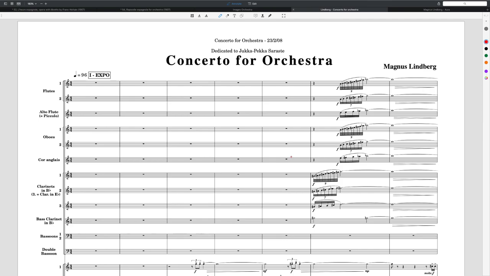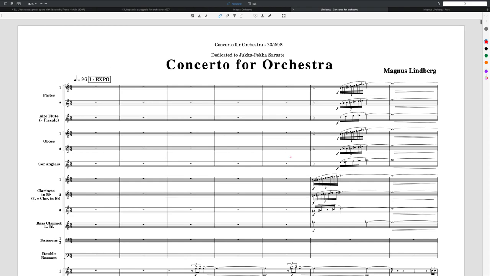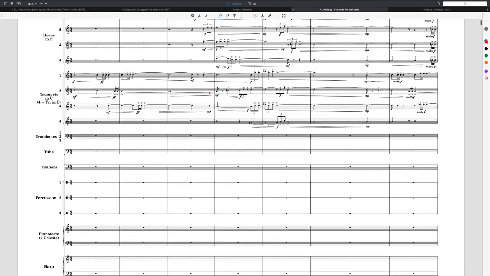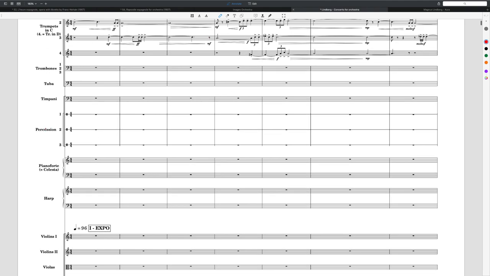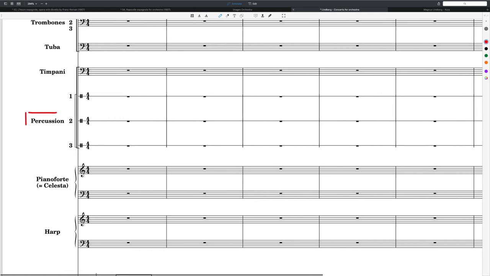And this is an example from our time, a very good example. Magnus Lindberg, a contemporary composer from Finland. And its notation is excellent for the percussion. We see here the percussion ensemble. And it is divided between players. This is the first player, this is the second player, and this is the third player.